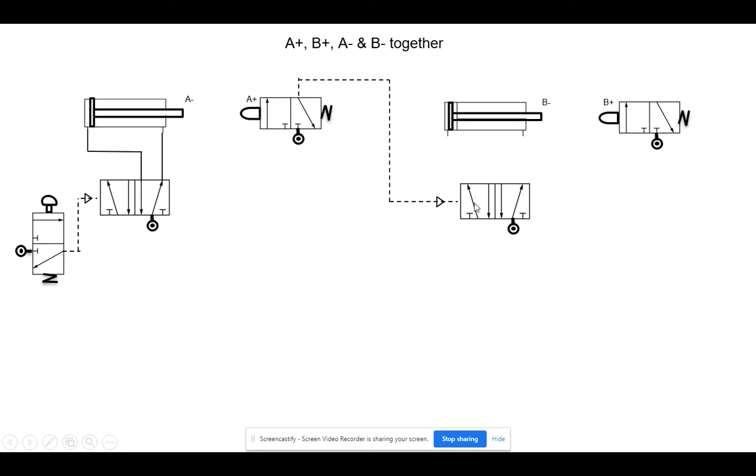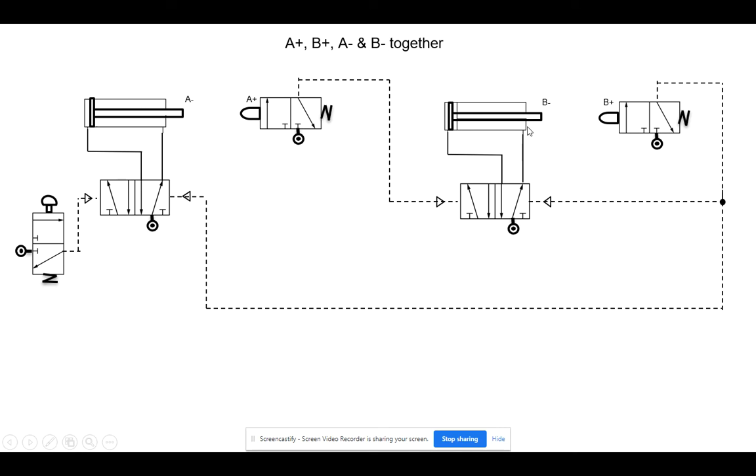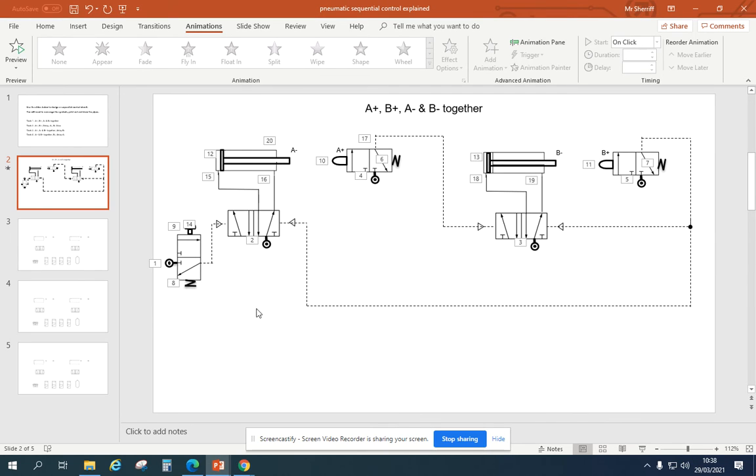So again, this pilot signal will tell the 5-2 valve to send air to this double acting cylinder, sending it positive. As it hits that positive, I have to do A minus and B minus together. So when the air comes out of here, it's going to do two different things. The T piece is going to send a pilot signal to this 5-2 valve, sending B negative, but also at the same time, a pilot signal to this 5-2 valve over here to send cylinder A negative. So that's my little demonstration of planning a sequential control circuit.